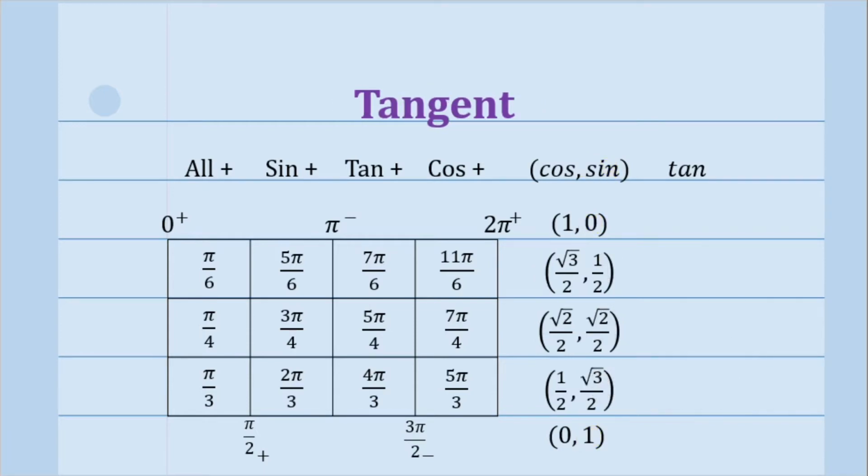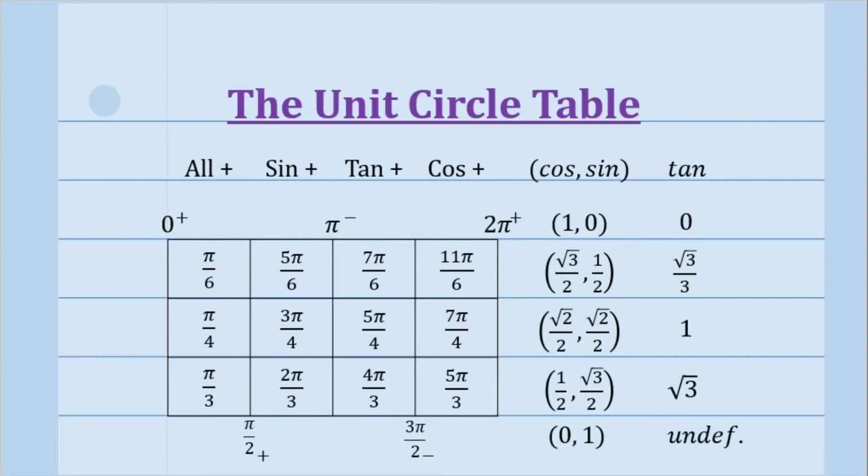The last part of the table is tangent, which you can solve for by using sine divided by cosine, but I'd recommend just memorizing it. Our tangents are going to be 0, root 3 over 3, 1, root 3, and then undefined. And that's the table. It's all you need in order to solve unit circle problems.